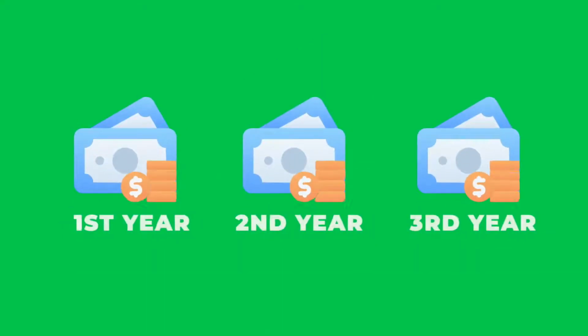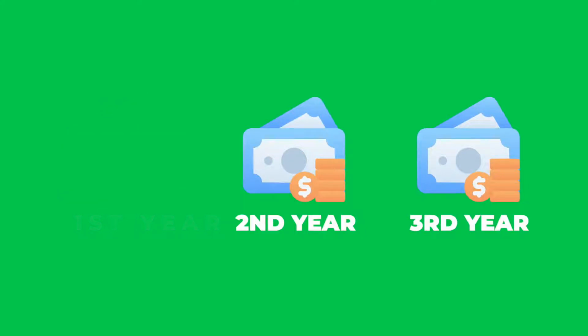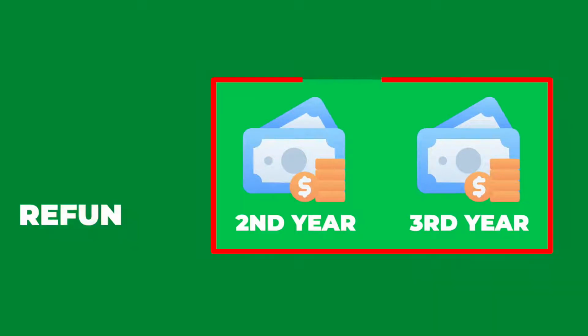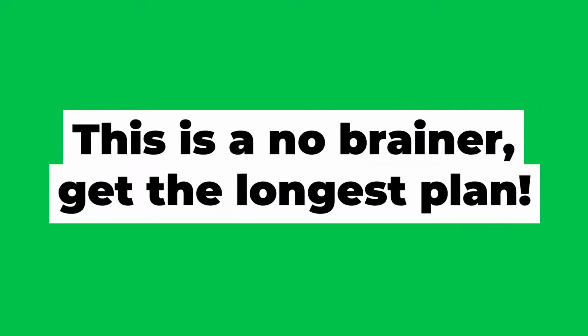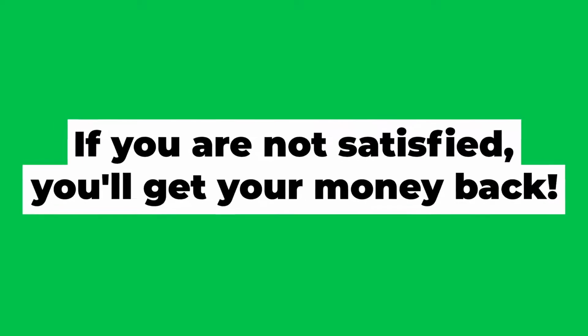So for example, if you're on a 3-year plan, you've used up 1 year and you still have 2 to go, and you decide you want to cancel, A2 Hosting is going to refund you the amount that 2 years is worth, and no one else in the industry does this. So for me, this is a no-brainer. You should buy their longest plan. If you're not satisfied at any time of that period, you'll get the rest of your money back.